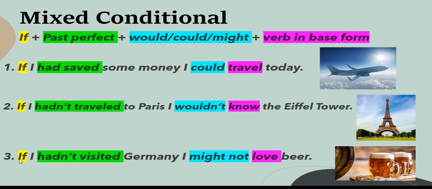And number 3, we have if I hadn't visited Germany, I might not love beer, okay? So today's result is that I love beer. I adore beer, okay? But maybe I wouldn't love beer if I hadn't traveled to Germany and tried beer, okay? So it is a present result of something that happened in the past. And in this case, it was that I visited Germany. But this one is a negative. So we have, if I hadn't visited, which is our past perfect, Germany, I might not love beer. Okay?